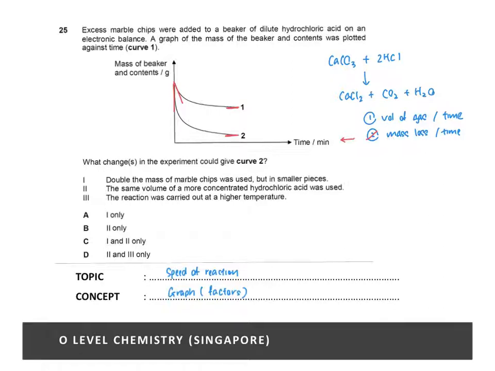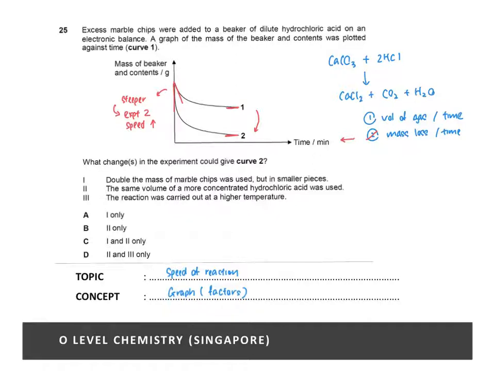So if we compare experiment 1 and experiment 2, they are asking you which factor would produce a graph as shown for graph 2. So let's compare 1 and 2. The first difference is that the gradient is steeper. Steeper means that in experiment 2, the speed is higher. So the factor must result in an increase in the speed of the reaction.